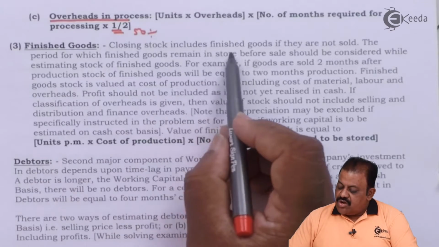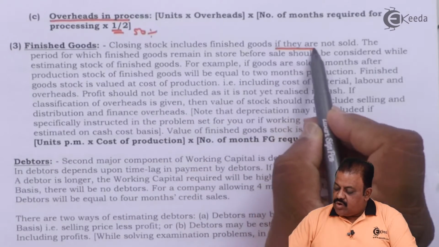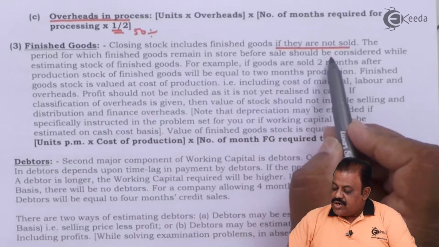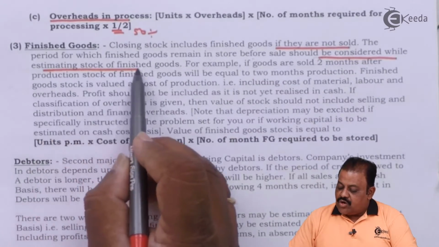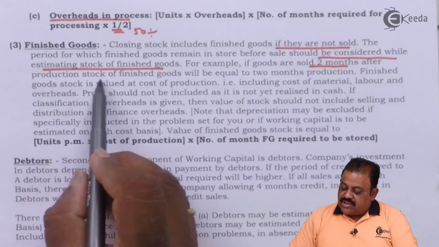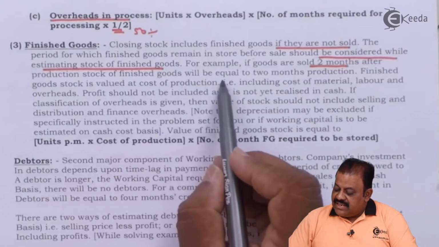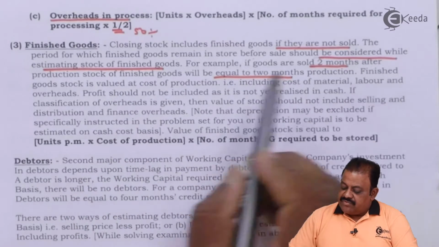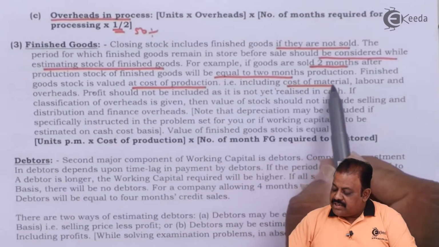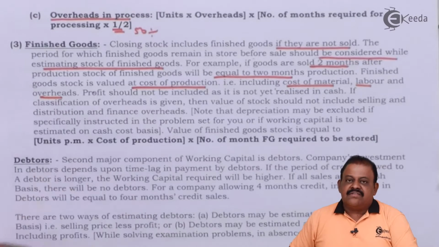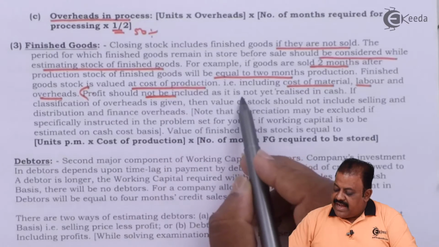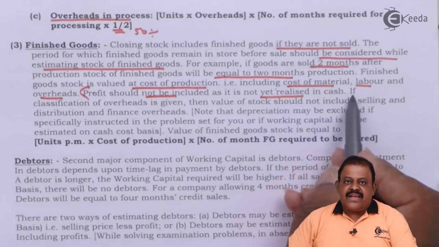Finished goods. Closing stock includes finished goods if they are not sold. The period for which the finished goods remain in store before the sale should be considered while estimating the stock of finished goods. For example, if goods are sold 2 months after the production of goods, then it will be equal to 2 months production. Finished goods stock is valued at cost of production, that is including cost of material, labor and overheads. Profit should not be included as it is not yet realized in cash.